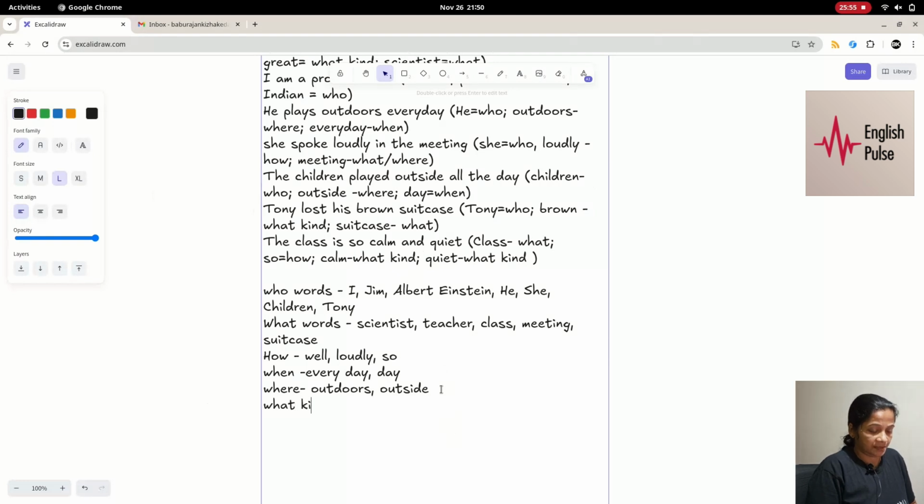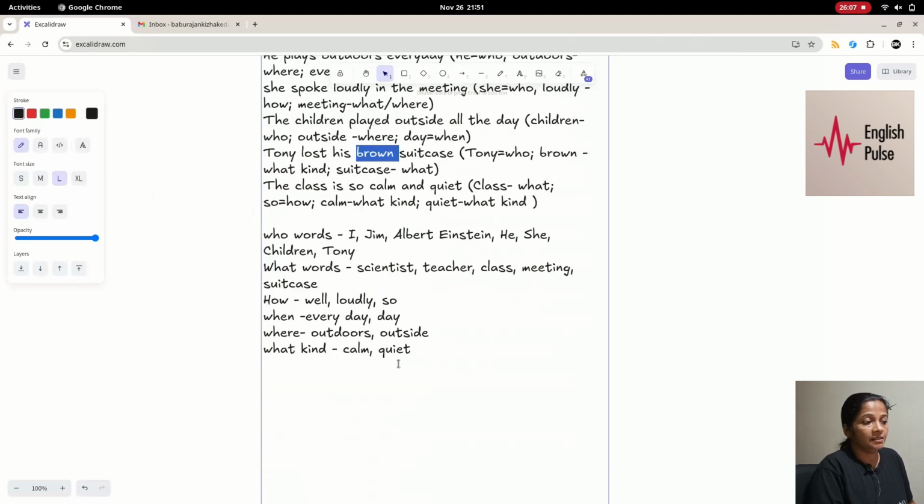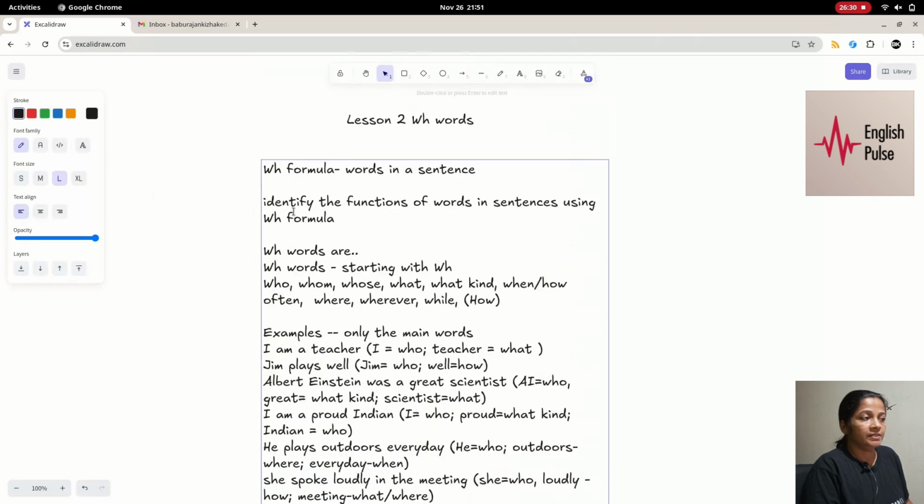What kind shows calm, quiet. Then here also we had one what kind, brown, yeah, color, that shows the color, brown. So these are what kind words. What kind words are words that describe another word. Okay, then we had when, that talks about time, when an action is performed. Then where, place. Okay, so this is the fundamental of a sentence.